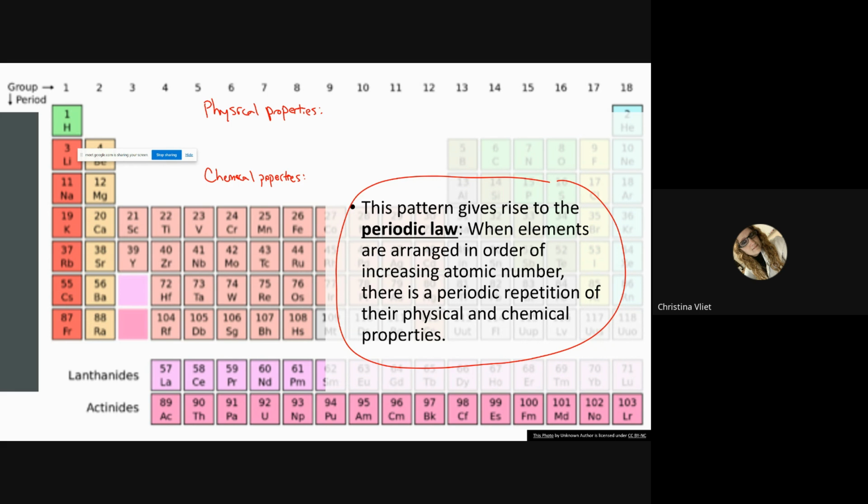So when elements are arranged in order of increasing atomic number, there is some repetition of their physical and chemical properties based on their placement in the periodic table. I'm giving you some time to write this down, and then let's talk about what are some physical properties, what are some chemical properties. What are we talking about when we talk about physical versus chemical properties?